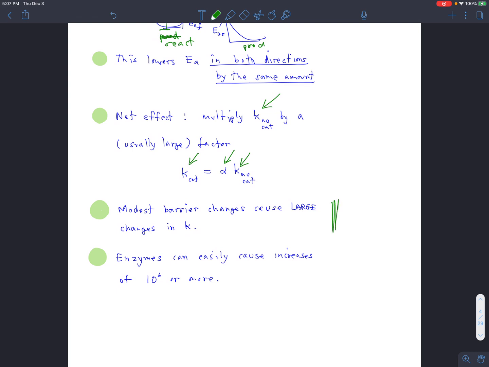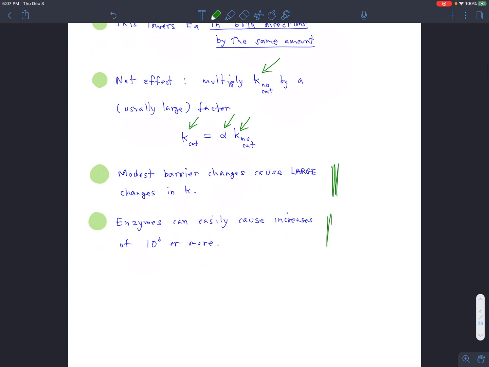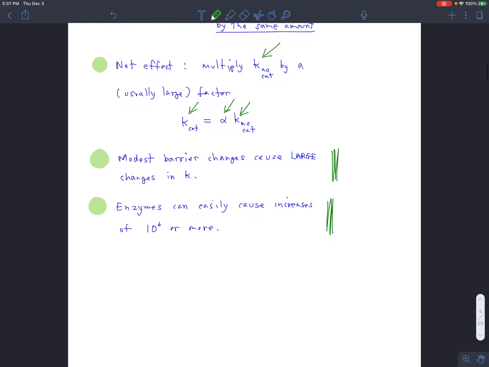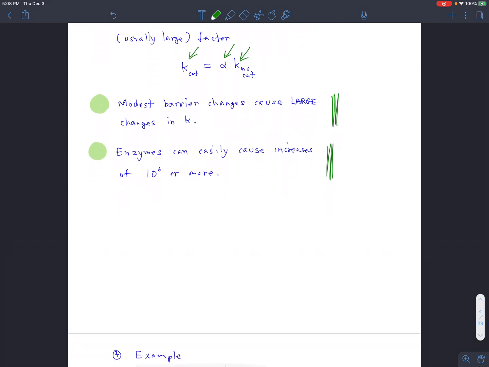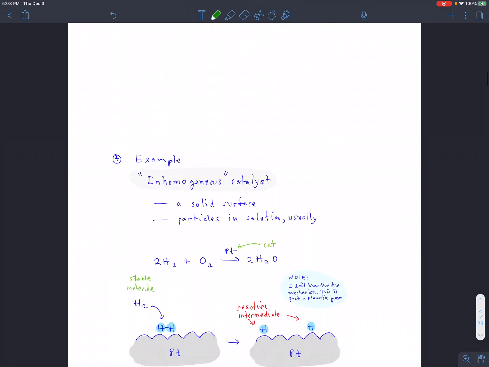Yeah, modest barrier changes cause large changes in K, and enzymes very frequently can cause speedups of 1,000,000 and sometimes even more. Some reactions are exceedingly slow without a catalyst and can be exceedingly fast with catalysts, so the amplification factors or the speedup factors can be huge.